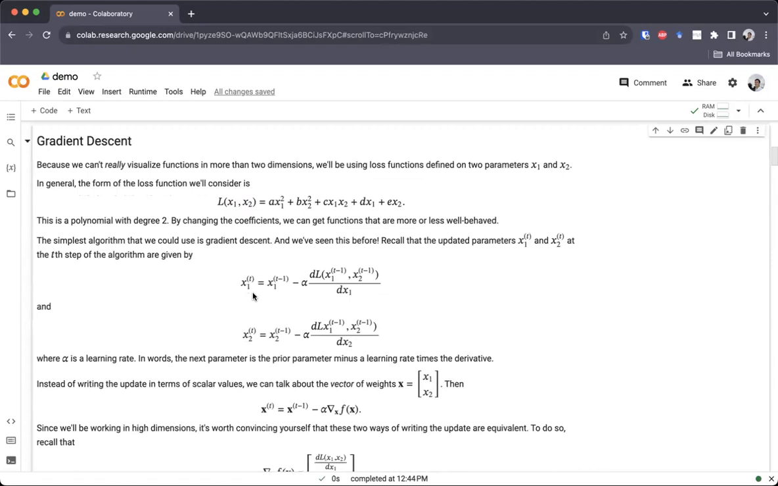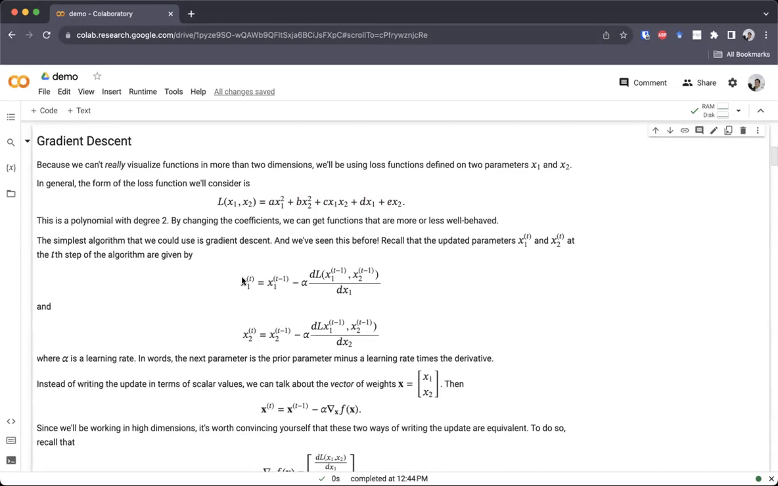It's a small 2-degree polynomial, and it's generally of this form: some coefficient a times x1 squared, some coefficient b times x2 squared, some coefficient c times x1 times x2, another coefficient d times x1, and another coefficient e times x2. We'll be looking at different types of loss functions, and we can get those different loss functions by just choosing what these coefficients are. But the particular choice isn't so important.